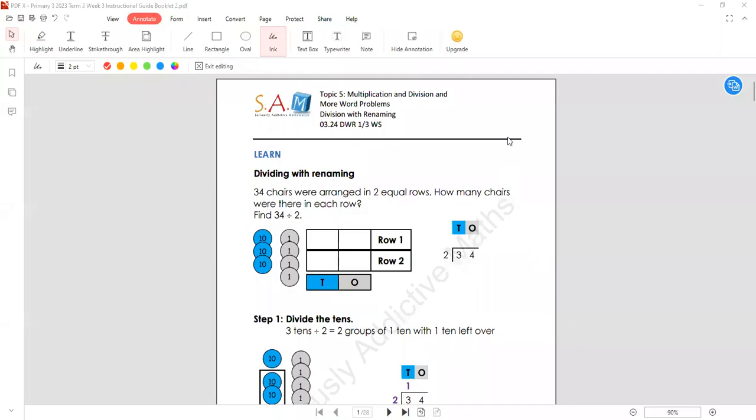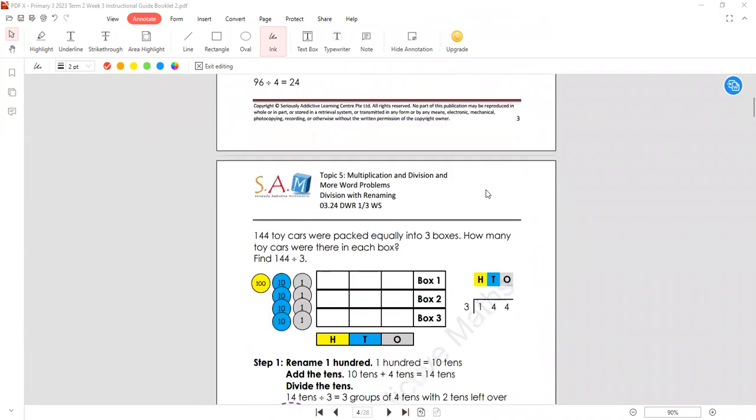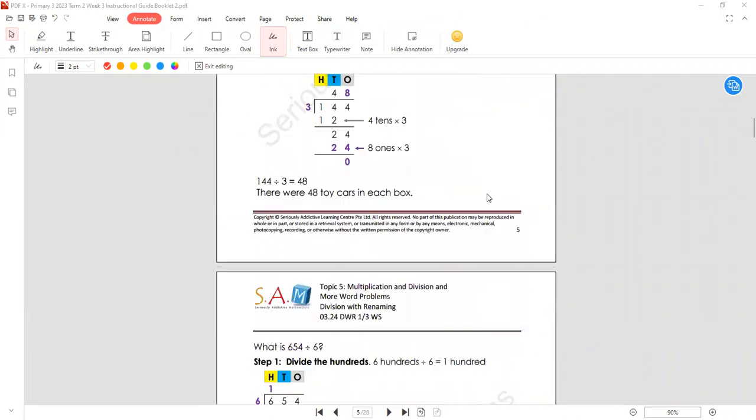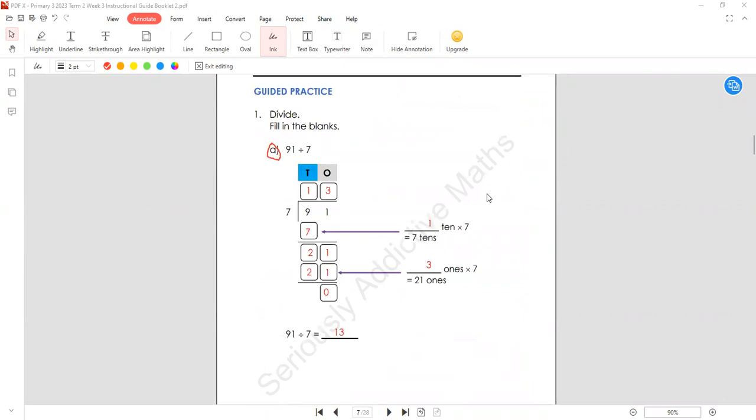The next one is division with renaming. So again, I would skip this teaching segment and go right into guided practice so that you can teach and guide at the same time. Here you have 91 divided by 7. So 9, can it be divided by 7? Most of them will say no.